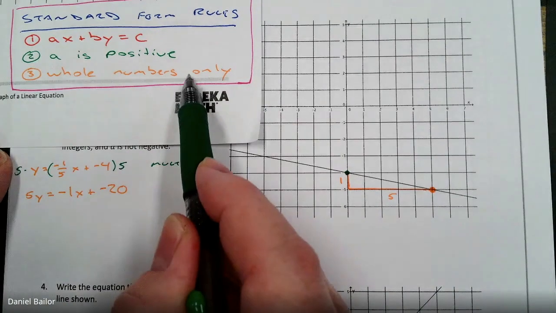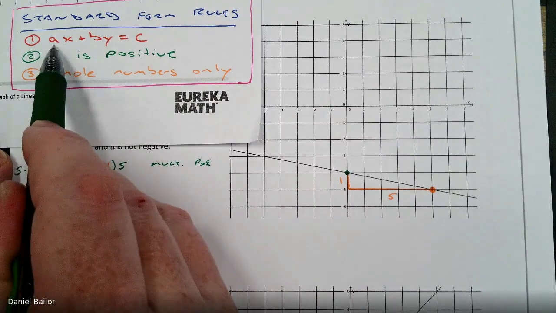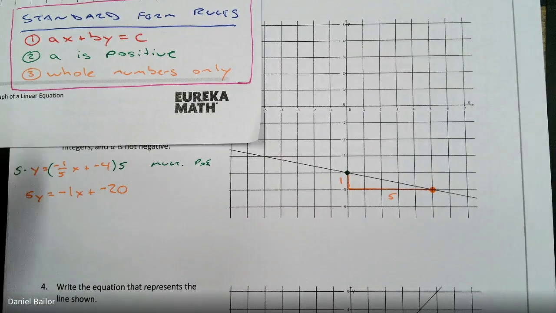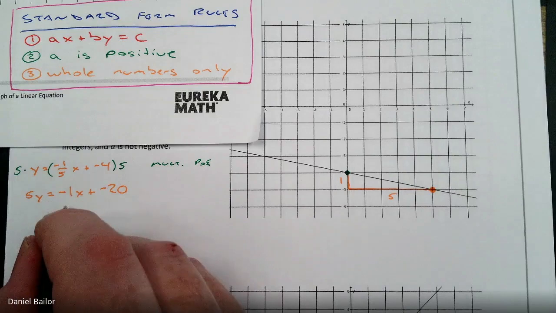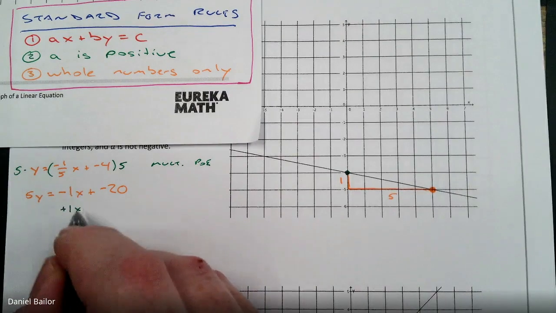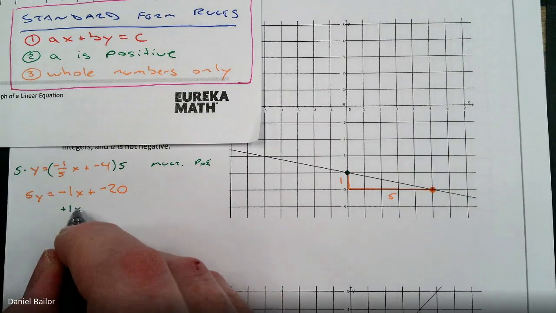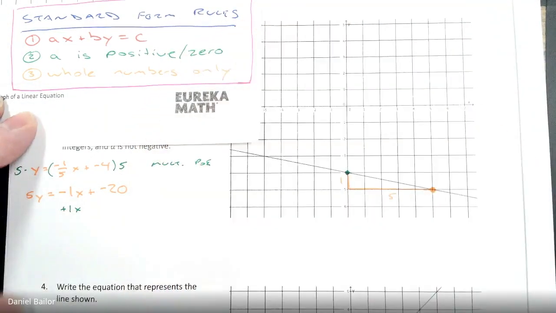That's good. Next thing. A is positive. Well, in this one, remember, A is next to the X, negative 1. Uh-oh, A has to be positive. I cannot have a negative X. So to fix that, I'm going to move the X over to this side. So I'm going to do plus 1X here. That will make the X not negative anymore. Well, A is positive or 0. It could be that. Let me add that to my rule. There we go.